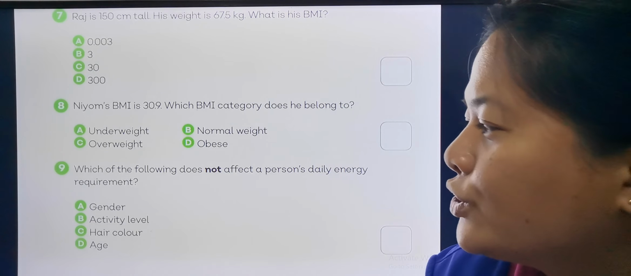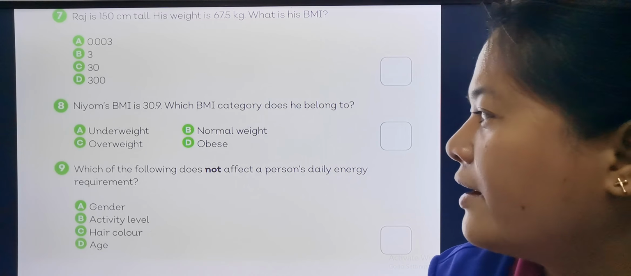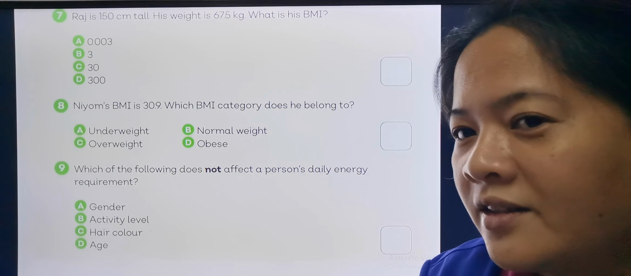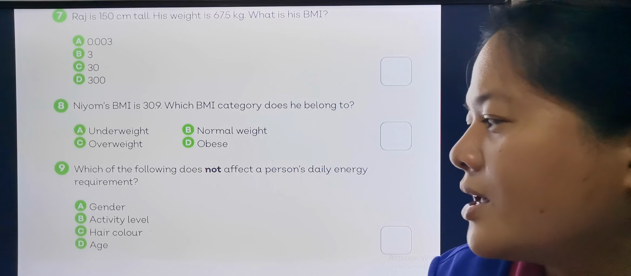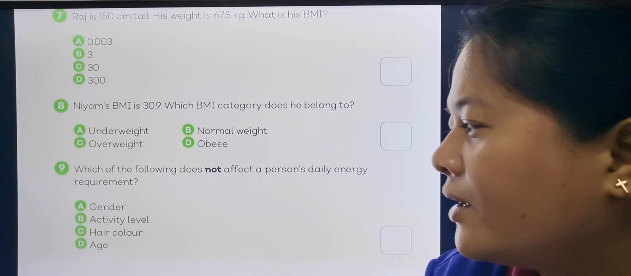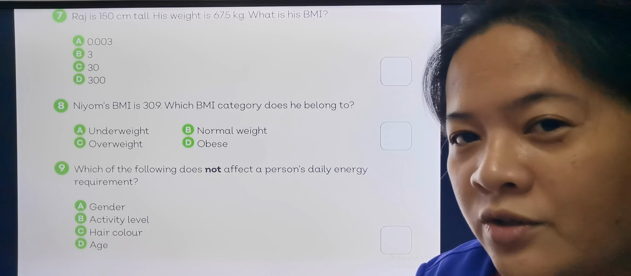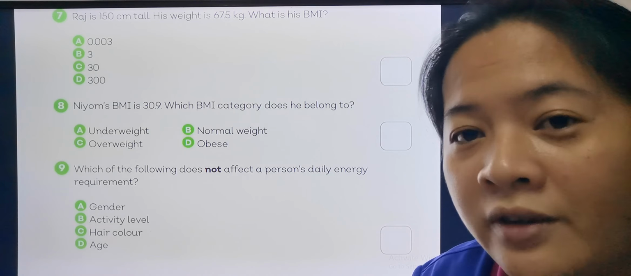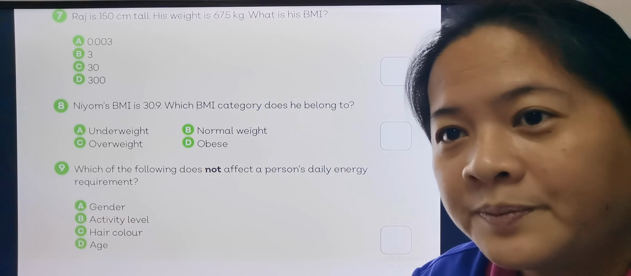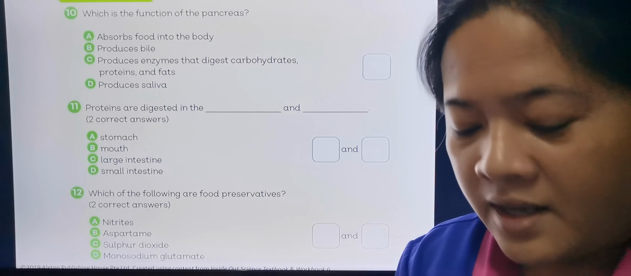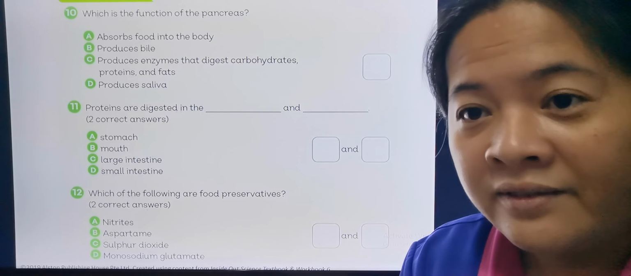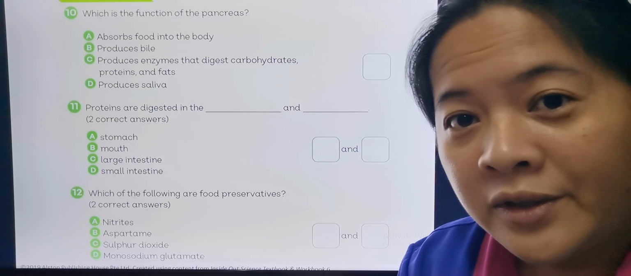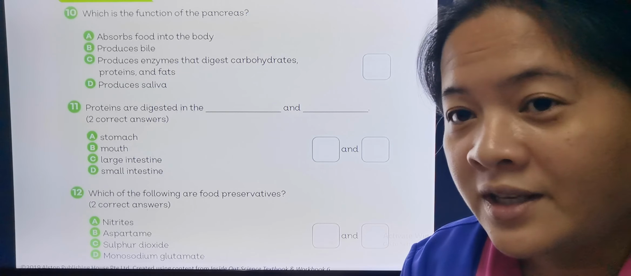Number 9, which of the following does not affect a person's daily energy requirement? Is it gender, activity level, hair color, or age, okay? You have to answer this one. Number 7, number 8, number 9, you answer by yourself, okay? And number 10, number 11, and number 12, you have to answer by yourself too. So you're going to answer 6 items for today.